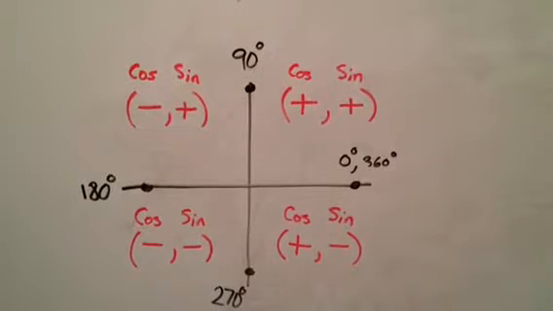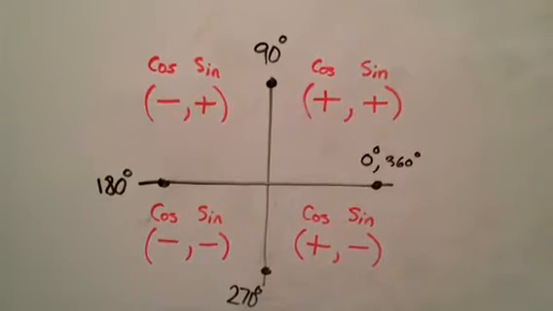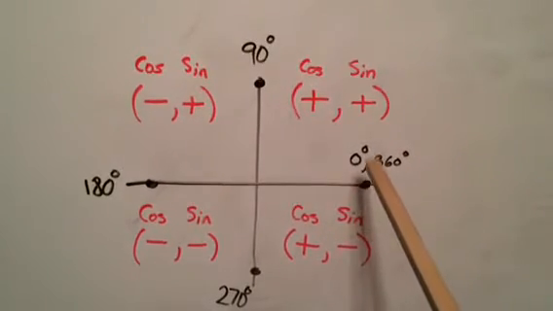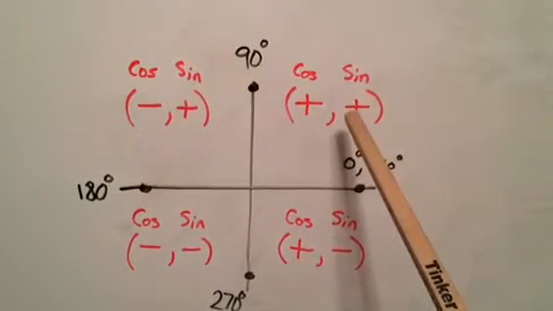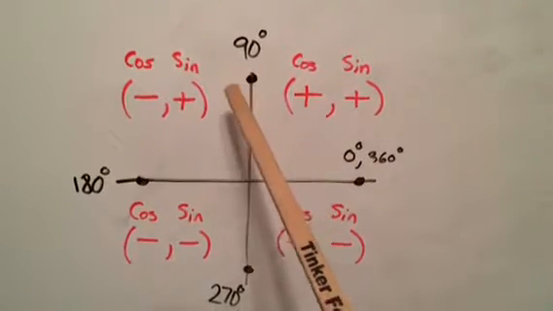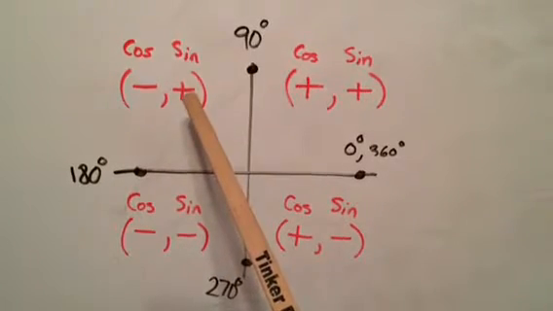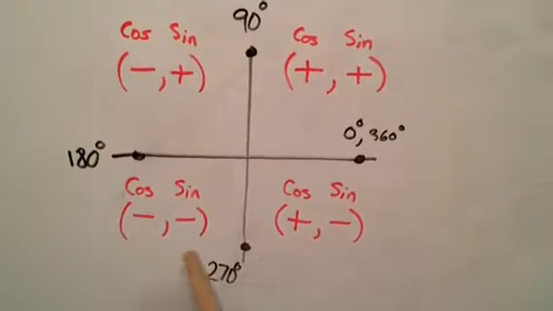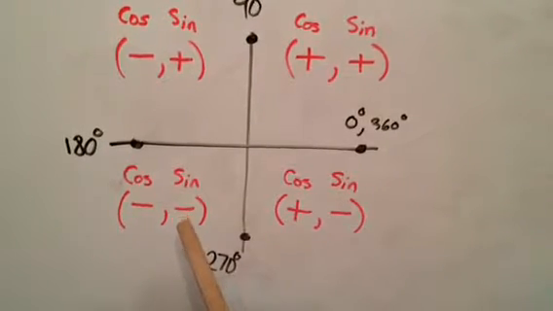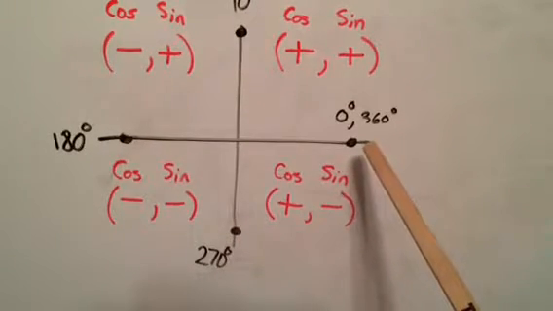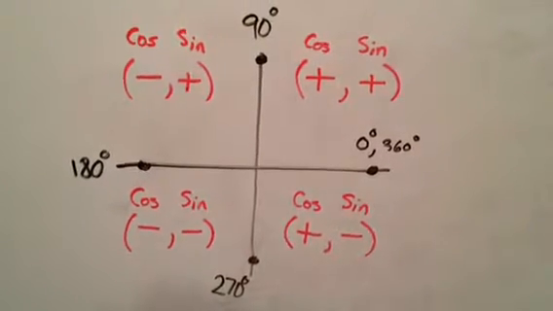You also need to know when sine and cosine are positive or negative in the various quadrants. If the angle is between 0 and 90 degrees, in the first quadrant, cosine is positive and sine is positive. If your angle is between 90 and 180, cosine is negative, sine is positive. Between 180 and 270 degrees, cosine is negative, sine is negative. And from 270 degrees to 360 degrees, cosine is positive, sine is negative. Memorize this.